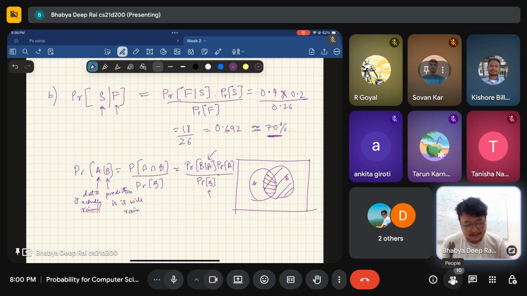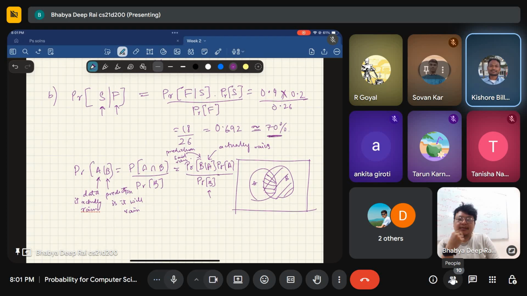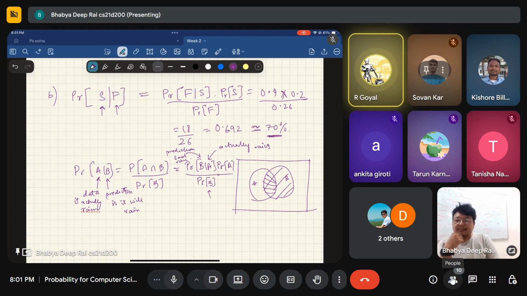A will be, given that it actually rains, what is the probability that the prediction said rain? So actually, this probability of B given A is the training of the model, and probability of A given B, I'm making a prediction. And then this B actually doesn't matter here, I mean to say.